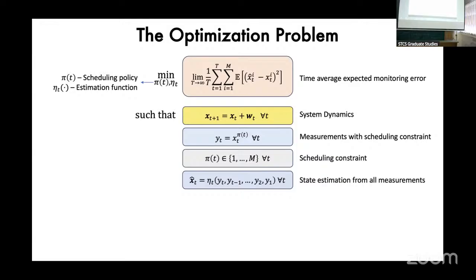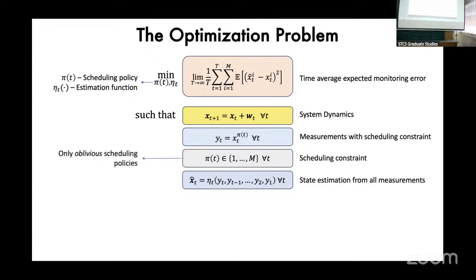And x hat of t is the estimator that I have created from all the past observations that I have, so y t minus 1 up to y 1. And it's not clear what the optimal estimator is going to be right now, because this is a strange correlated setting with time varying observations.